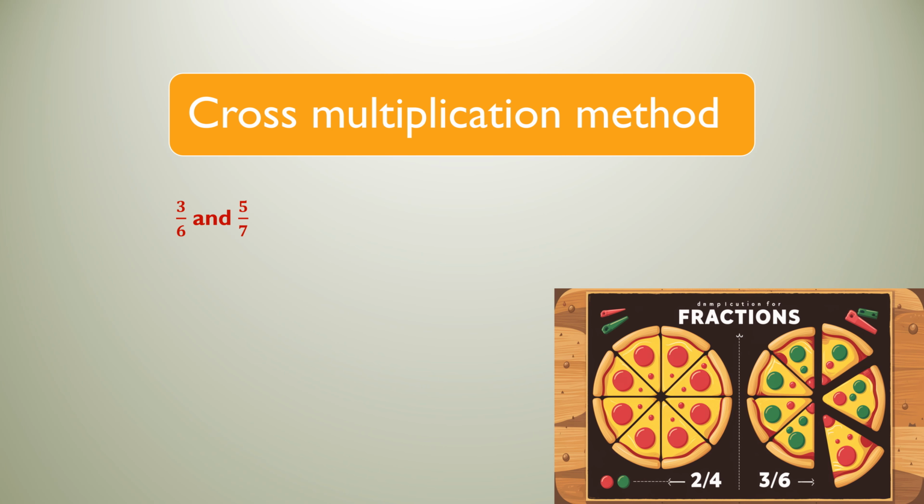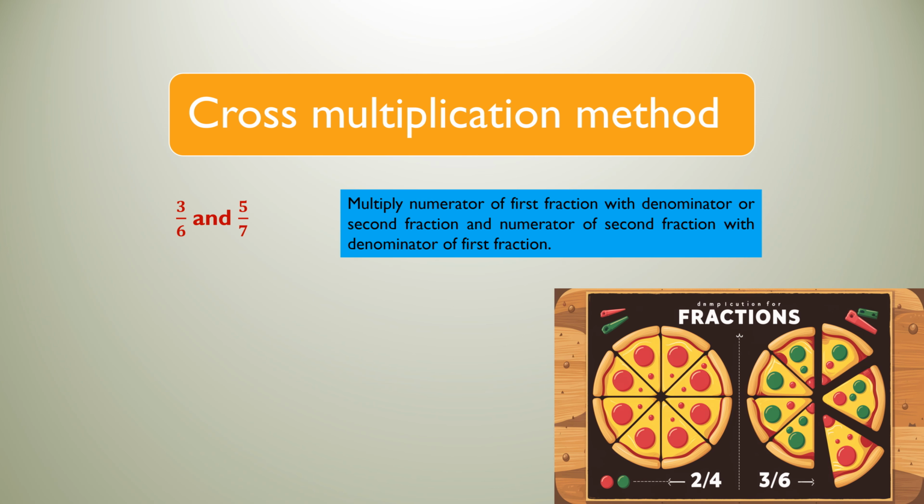Here we have an easiest way to compare unlike fractions. There is no need to find equivalent fractions, and this method is called cross multiplication method. To compare them, first step is to multiply numerator of first fraction with denominator of second fraction and numerator of second fraction with denominator of first fraction. This is called cross multiplication.